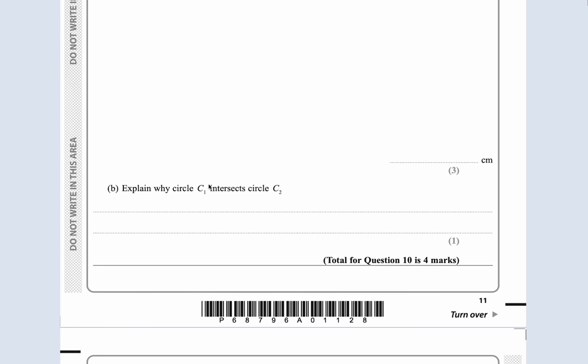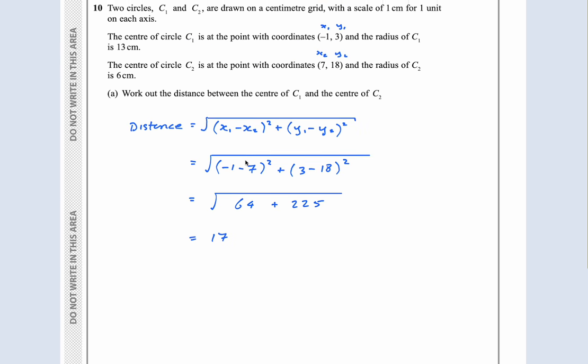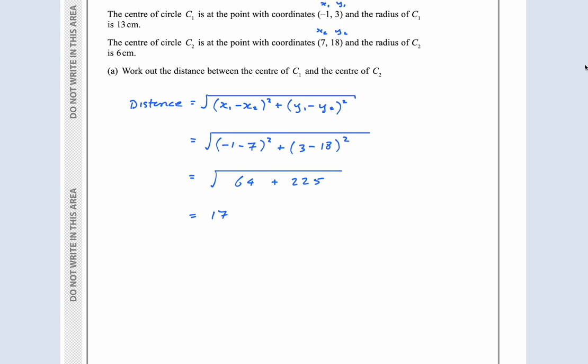Then he says, explain why C1 intersects circle C2. Okay, so his radius, guys, is 13. So let me just draw the two circles, we might be able to understand it better. Okay, so his center there is -1, 3. So this coordinate here is -1, 3. And then there's another circle, the smaller circle with center 7, 18. That's right. Let me draw it here.